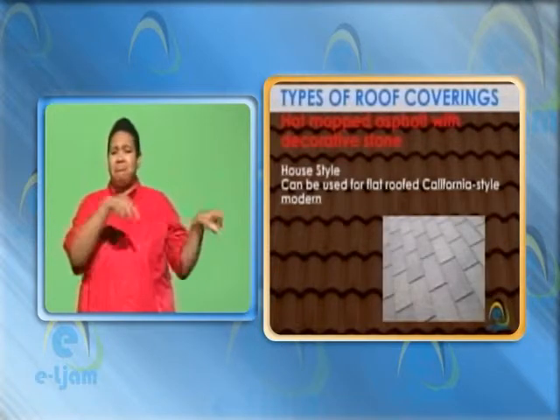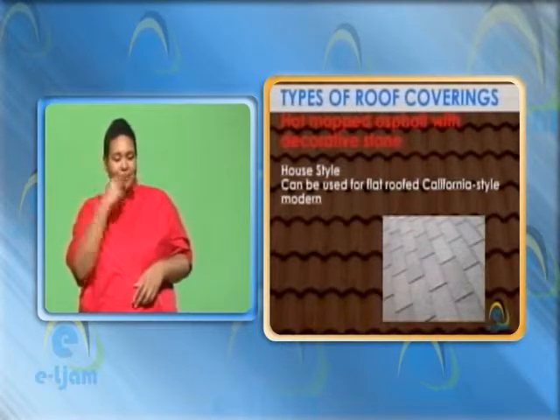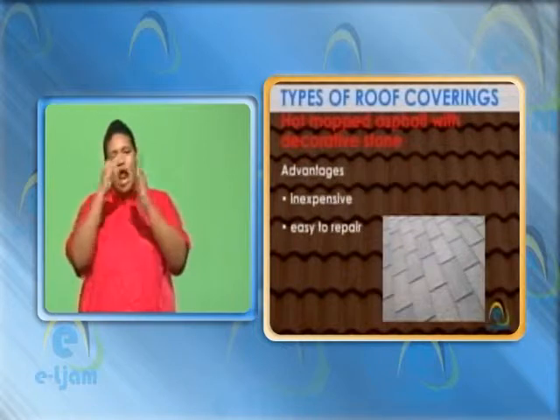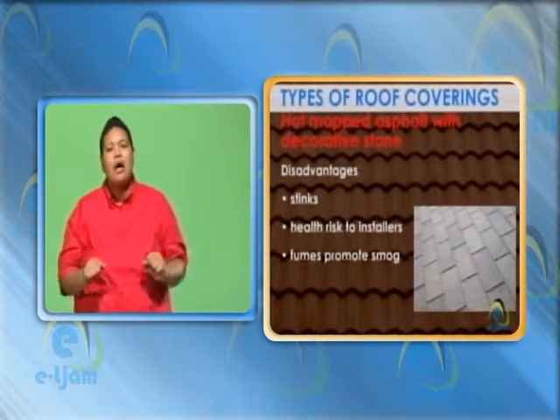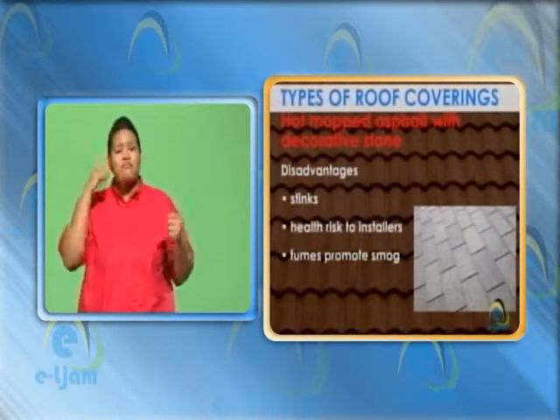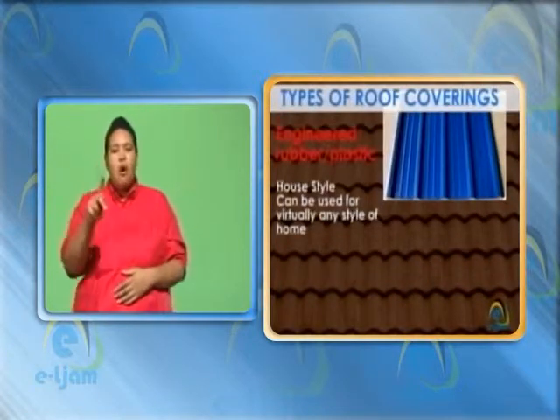Hot mopped asphalt with decorative stone. House style: can be used for flat-roofed California style modern. Advantages: inexpensive, easy to repair. Disadvantages: stinks, health risks to installers. Fumes promote smog.